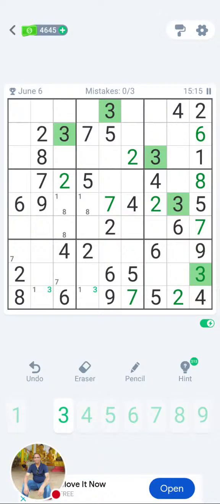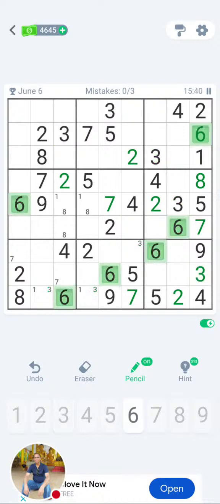So let me see if I can fill in any more 3s. 3, okay, I can put it either here or here, and 3, okay, I cannot put 3, no. Now let me fill in any 6s. Yeah, I can fill in a 6 here, okay, I can fill in a 6 over here, and then I can fill in a 6 over there.